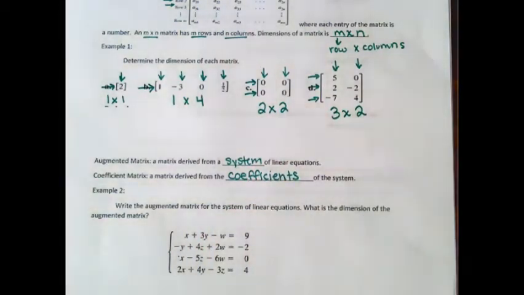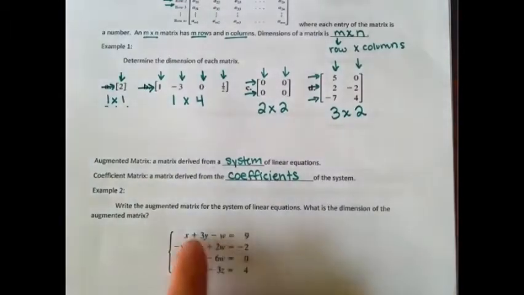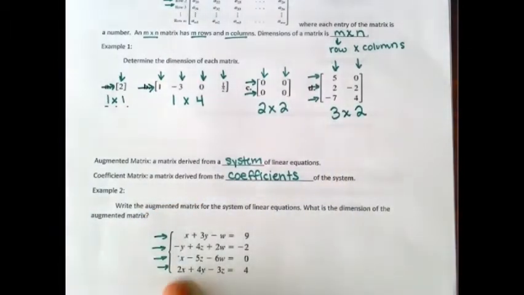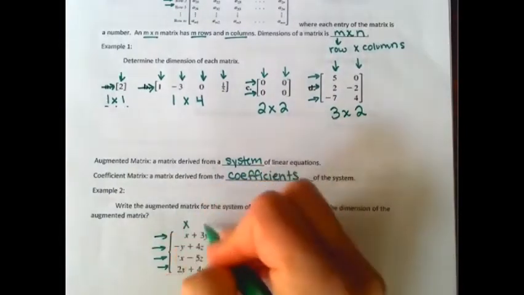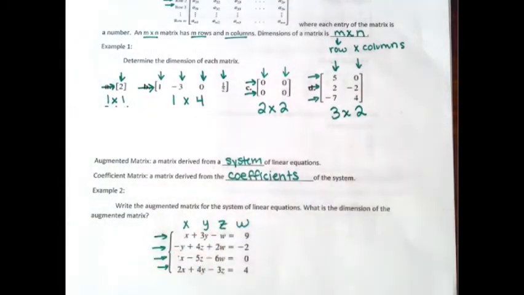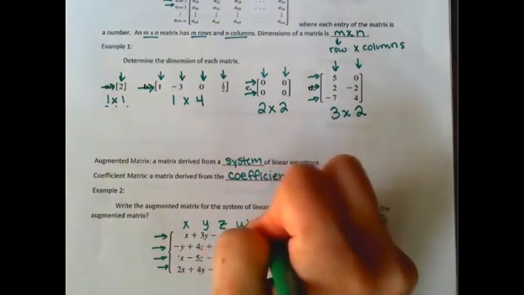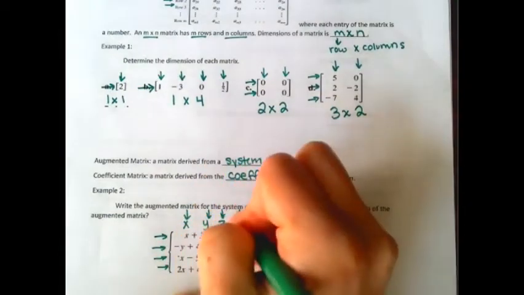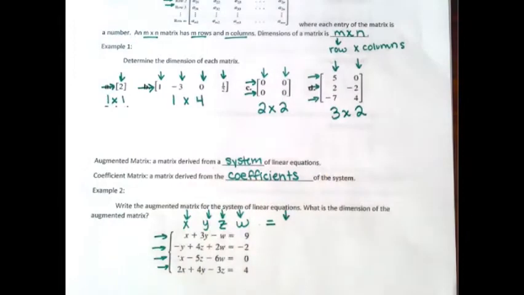So in example 2, it says, write the augmented matrix for the system of linear equations. What are the dimensions of the augmented matrix? Okay, so we're just going to take this and write it as a matrix. Since we have 4 equations, we're going to have 4 rows. Now how many unknowns do we have? We have an X, a Y, a Z, and a W. W always goes at the end here. We always go X, Y, Z, then W. And then we have our constants, our answers. So we are going to have 1, 2, 3, 4 columns, since we have 4 unknowns, and we also have our answer. So we're going to have 5 columns in this sense, okay?